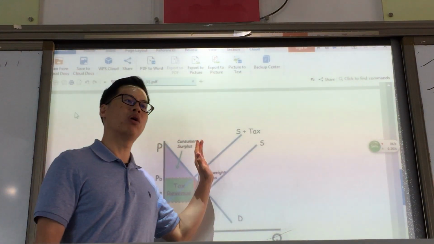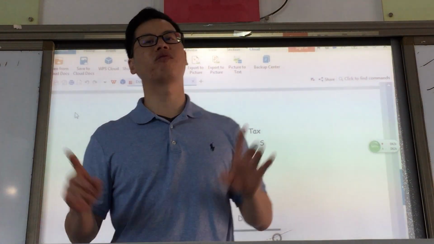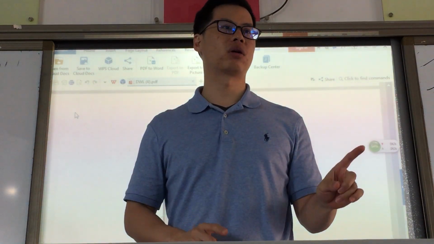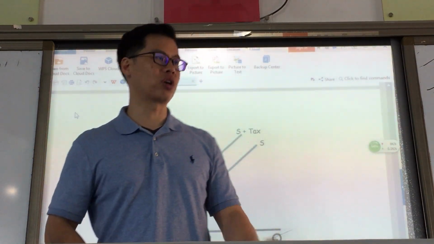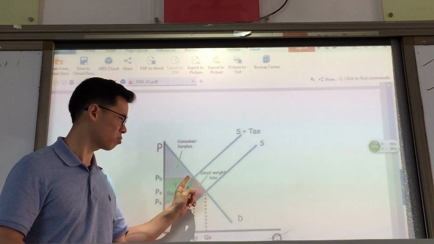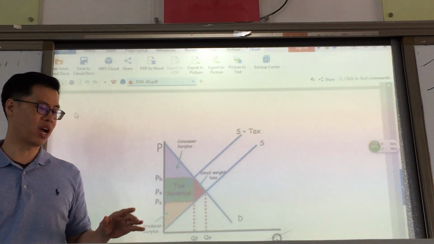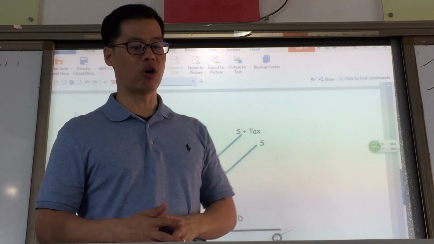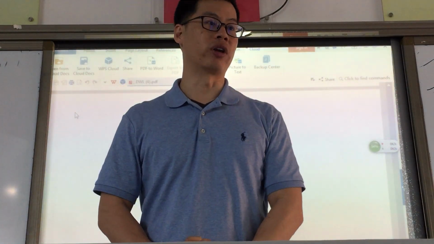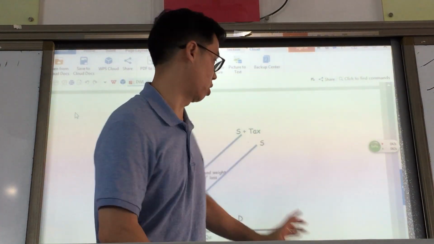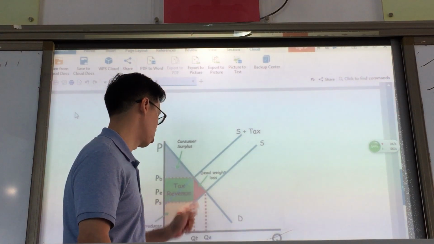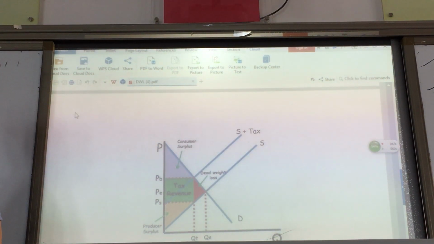And so, a tax will shift the supply curve which way? To the left or to the right? Left. Very good. It's a leftward shift. So, it shifts to the left. As a result, what happens to the deadweight loss? Bigger. Yeah, very good. It increases. As you can see, the deadweight loss.